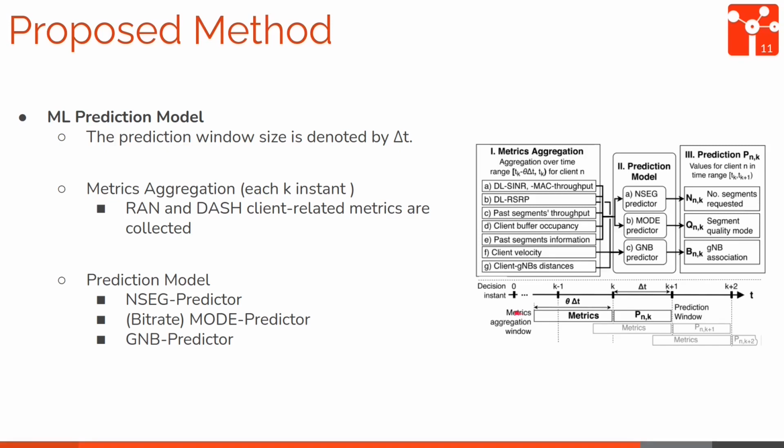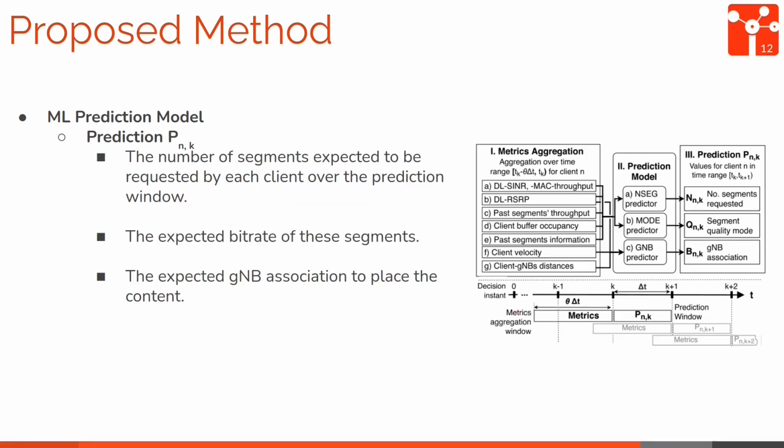So since the integer linear programming runs synchronously, the prediction output P for each client at the decision instant k must include the number of segments expected to be requested by each client over the prediction window, the expected bit rates of these segments, and the expected G-node-B association to place the content.